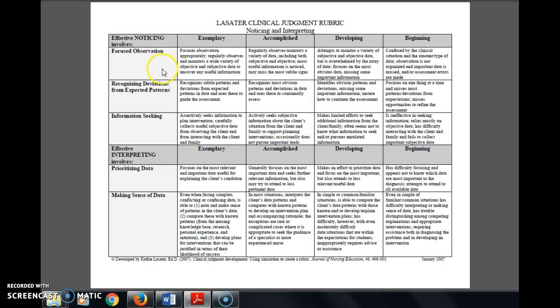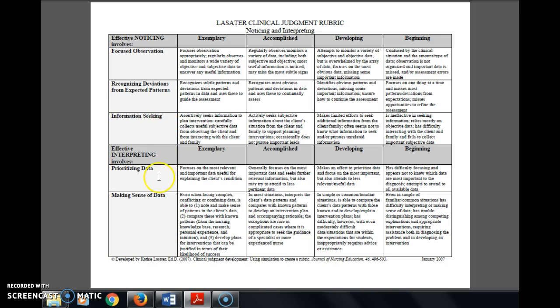So in the noticing section, you will see that certainly a nurse needs to be very observant and use their good assessment skills in understanding what's going on. They also need to be able to recognize what's normal and what's not. As well as then, based on that information, seeking out additional ways to find information that is relevant to the patient.